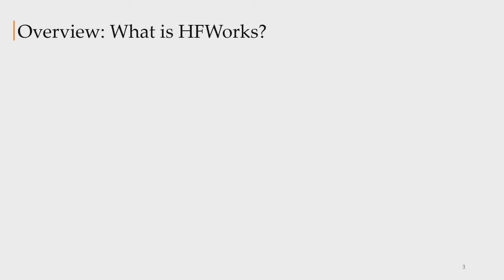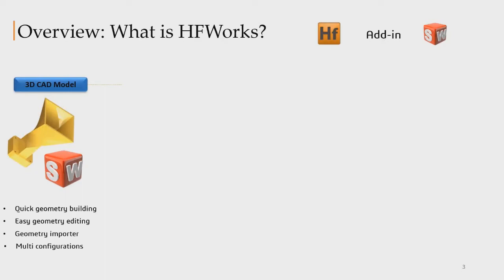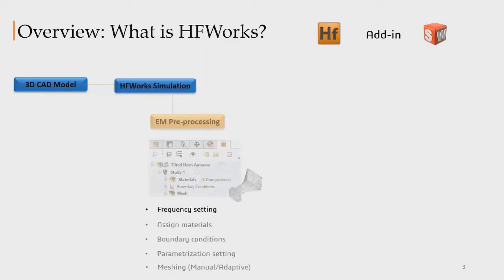Let's start by introducing our software. What is HFWorks? HFWorks is a 3D field simulation software fully integrated inside SolidWorks for RF, microwave and wireless applications. It is an add-in inside it, allowing the user to work on both CAD and simulation within the same interface. So to start with the CAD modeling, SolidWorks provides a powerful parametric CAD platform treating all geometry types and allowing a quick building and editing of your geometry or importing your own geometry inside it, with the ability to build multi-geometrical configurations.